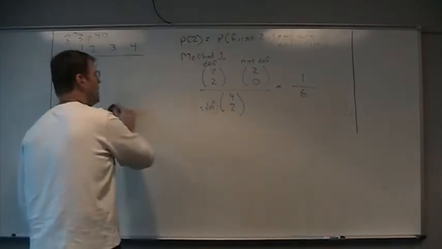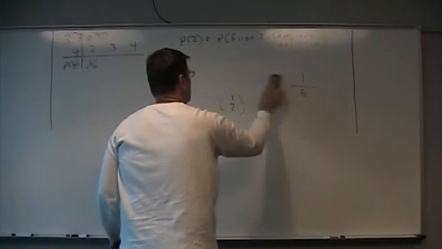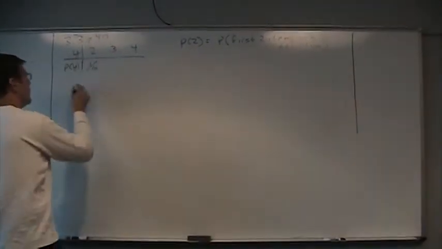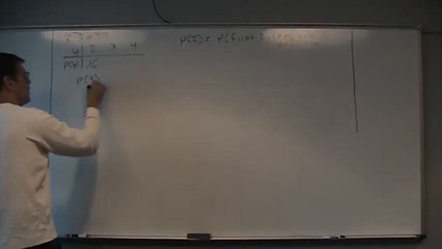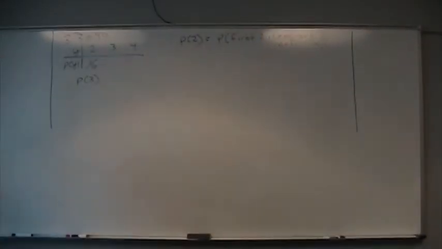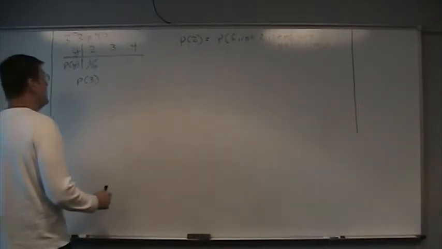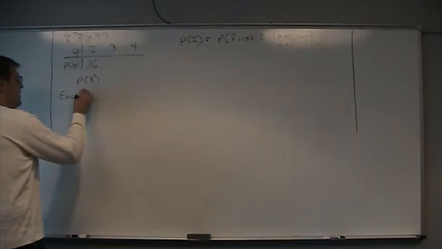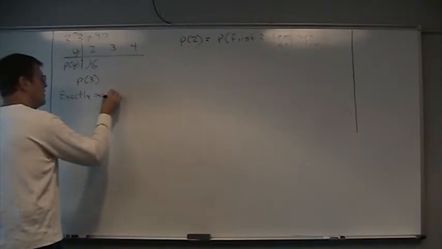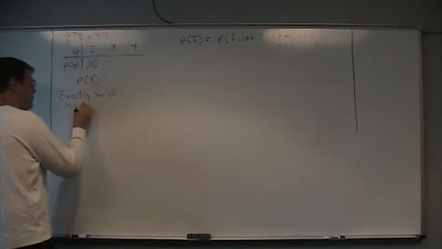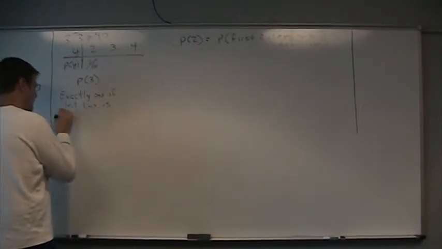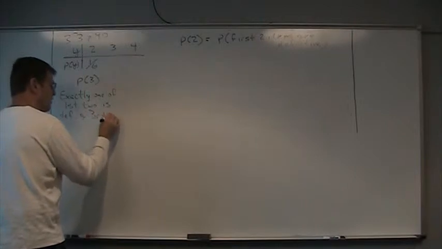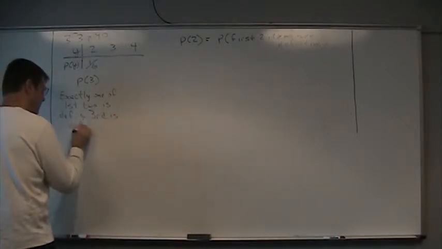Now, move on to P of 3. For the probability that y equals 3, what has to happen in this case is that exactly one of the first two is defective, and the third is defective.